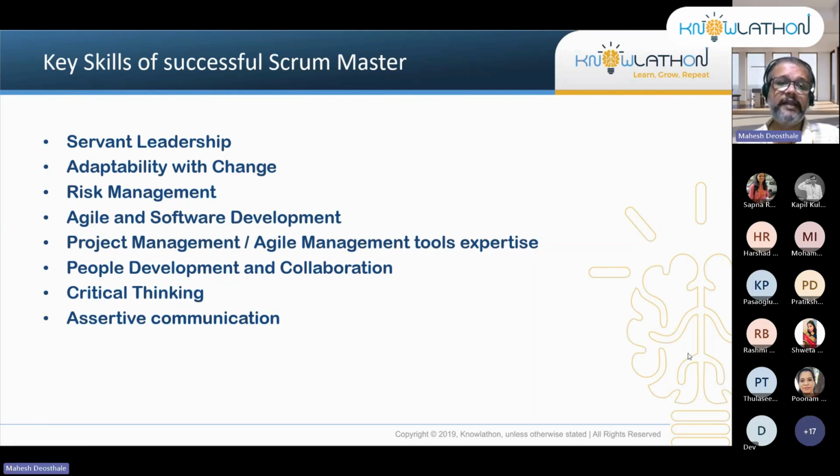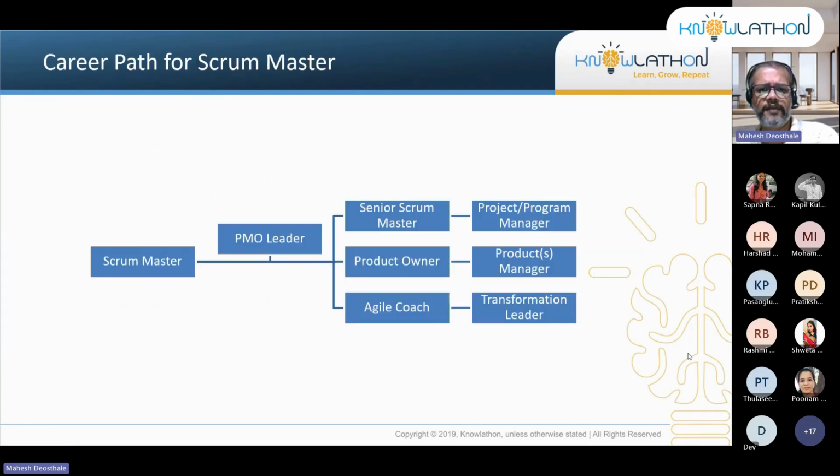And then critical thinking for problem solving, and then assertiveness, which is defined as a way wherein we create a win-win situation, especially in a conflict. If there is a conflict, then assertive communication is going to be the key that a Scrum Master can use.